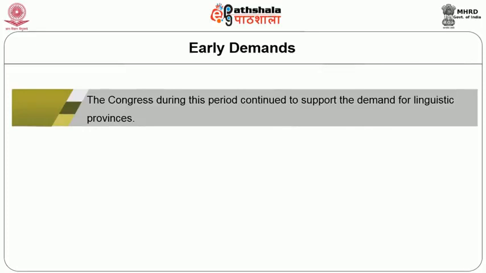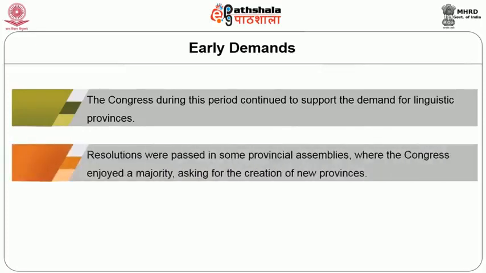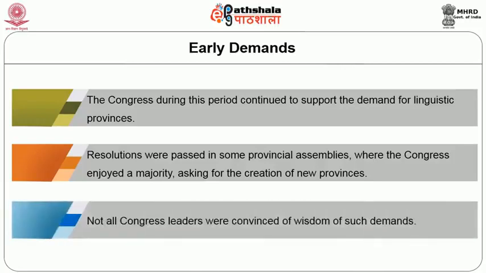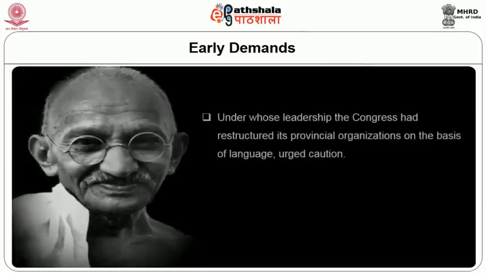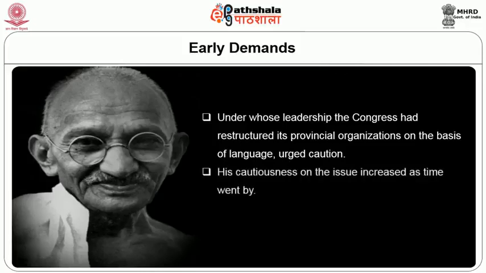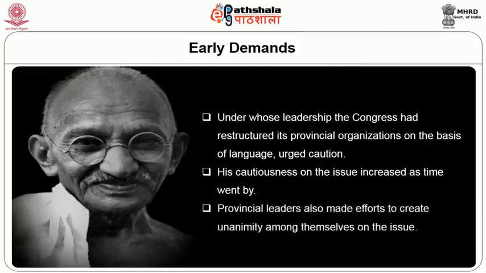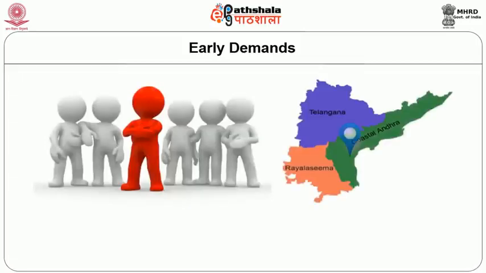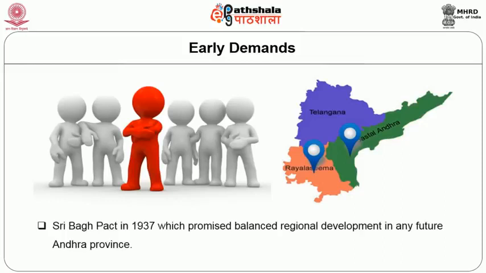The Congress during this period continued to support the demand for linguistic provinces. Resolutions were passed in some provincial assemblies where the Congress enjoyed a majority, asking for the creation of new provinces. Yet, not all Congress leaders were convinced of the wisdom of such demands. Even Mahatma Gandhi, under whose leadership the Congress had restructured its provincial organizations on the basis of language, urged caution. His cautiousness on the issue increased as time went by. On the other hand, provincial leaders also made efforts to create understanding among themselves on the issues. The leaders from the coastal Andhra and the Rayalaseema regions signed an agreement known as the Sri Bagh Pact in 1937, which promised balanced regional development in any future Andhra province.